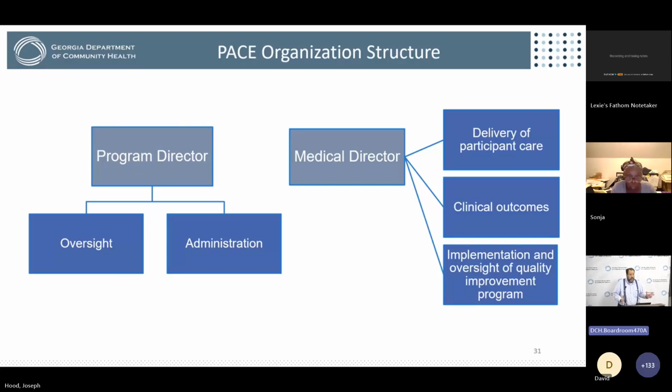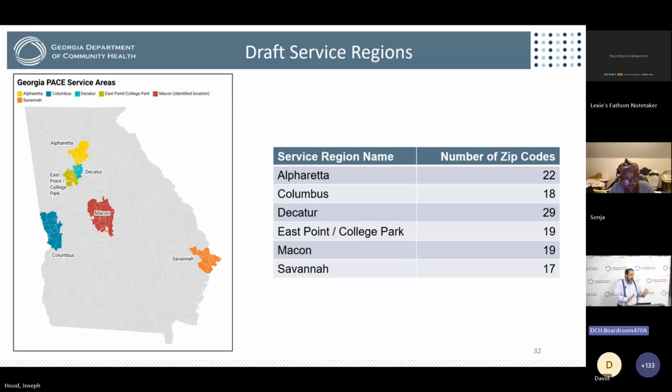So what does an organizational structure look like? Typically it starts at the top with a program director who does oversight and administration, and a medical director that does participant care, clinical outcomes, and quality improvement projects. So we want to talk a little bit now about our draft service regions that will come out of our first round of RFPs. And I want to just take a pause here to say we do anticipate additional rounds of RFPs after the initial RFP set. So this is the initial service areas in the first rounds of requests for proposals for PACE.